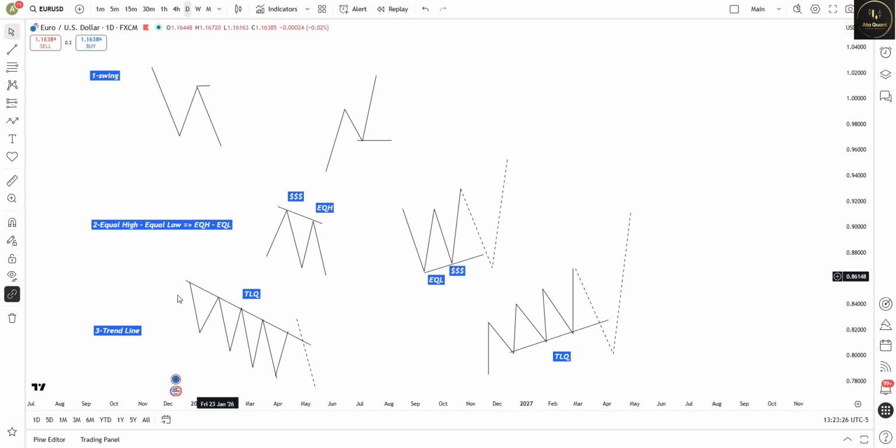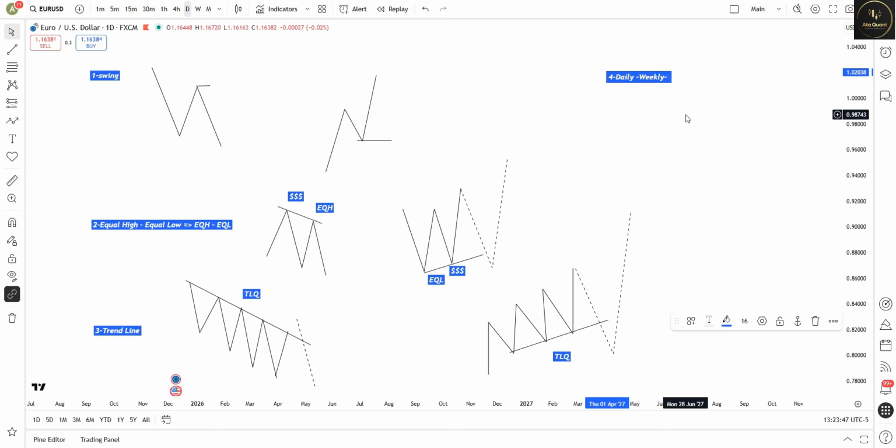So, three of the most well-known swing formats are EQH, EQL, and TLQ. The fourth type is liquidity in daily, weekly, and monthly candles. That is, our daily candles, and the significant weekly and monthly candles, these are also very good and important points for us to consider. They clearly represent areas of significant liquidity.